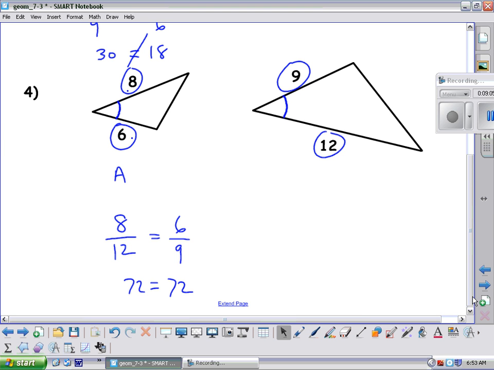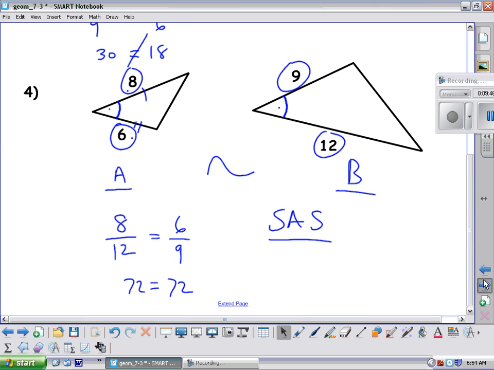Actually, wait a minute. 8 is to 12 is 2/3. There we go. 4 goes in twice, 3 goes in twice. Okay, so that just looked funny for a second. So 2/3 for both of those. So this works. I've got side, angle, side in both of these: the angles are the same by the marking, and the sides, the ratios hold. So A is similar to B by side, angle, side.